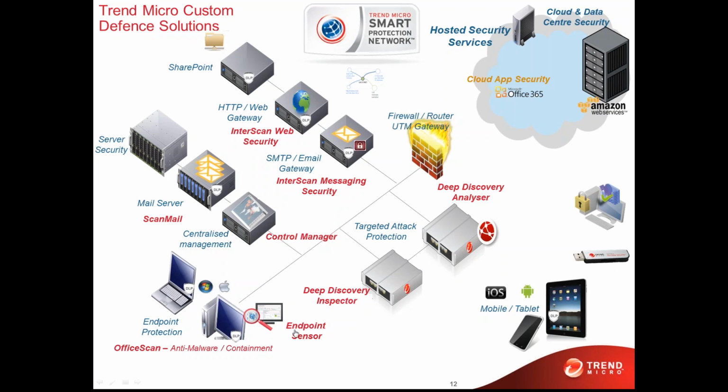Then we've got the endpoint sensor, which sits on the endpoints recording any changes. And we do have an inline email appliance called the Deep Discovery Email Inspector. Does what it says on the tin. That would be sandboxing inline over SMTP. Obviously, you can do it with an analyzer and the InterScan Messaging Security Gateway or ScanMail, but some customers don't want to change these components, so putting in an inline gateway for email would cover that. So let's have a look at these in a bit more detail.